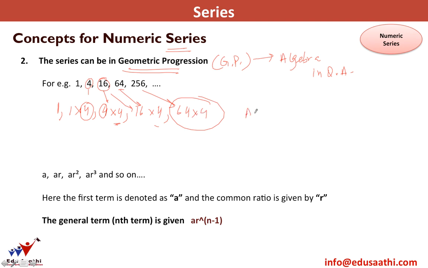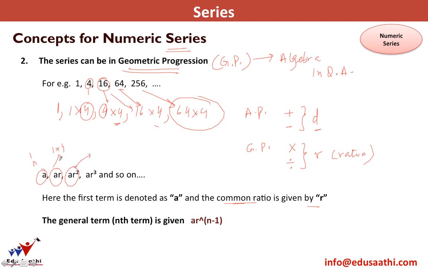So in AP, I was adding or subtracting some common number which was mentioned as D. In GP, I would be multiplying or dividing by a common number which is known as R, and this is known as the common ratio. This common ratio is denoted by R. Here this was the common difference. So what are the terms here? I have the first term as A, this is 1. What is the second term? A multiplied by R. R is 4 here. So 1 into 4. What is the third term?